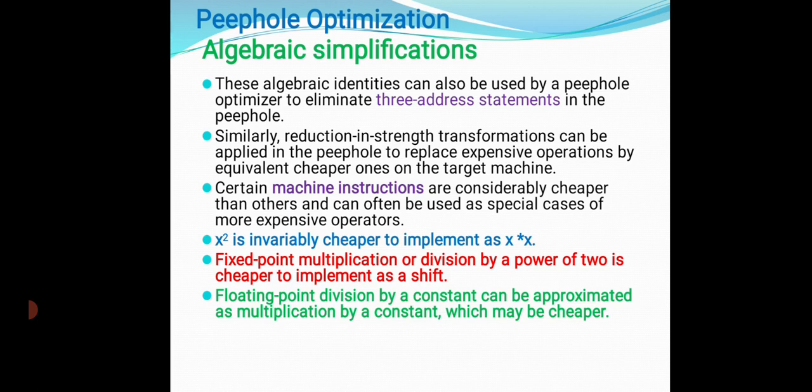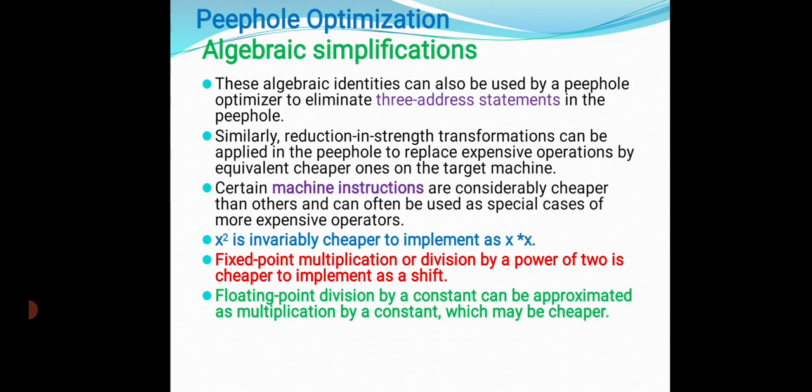The next peephole optimization technique is algebraic simplification. It means we are using more simplified operations, or skipping some of the three address statements, or using cheaper operations or cheaper machine instructions in place of more expensive operations or machine instructions for the optimization of target code. Like, the power operation is more expensive than multiplication, so rather than calculating x square, we can use x multiplied by x, and that will be comparatively cheaper.